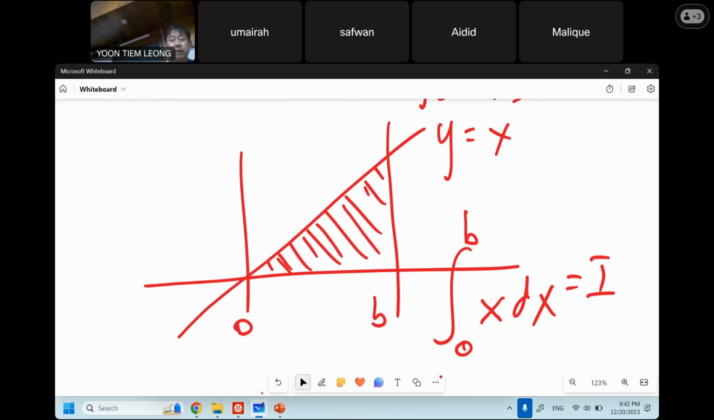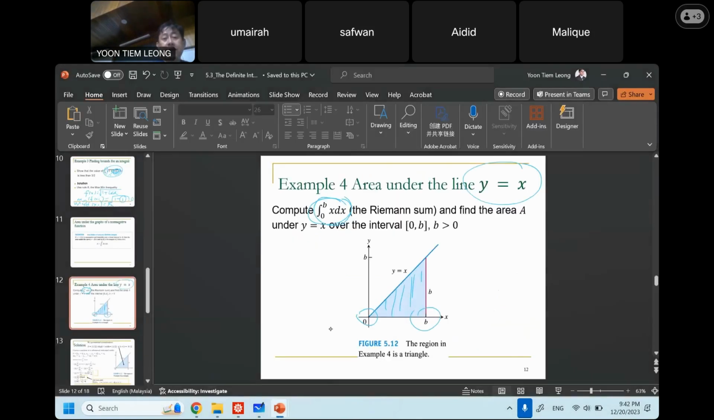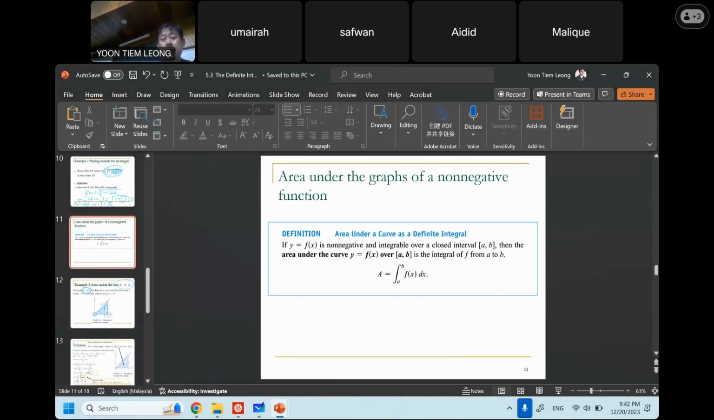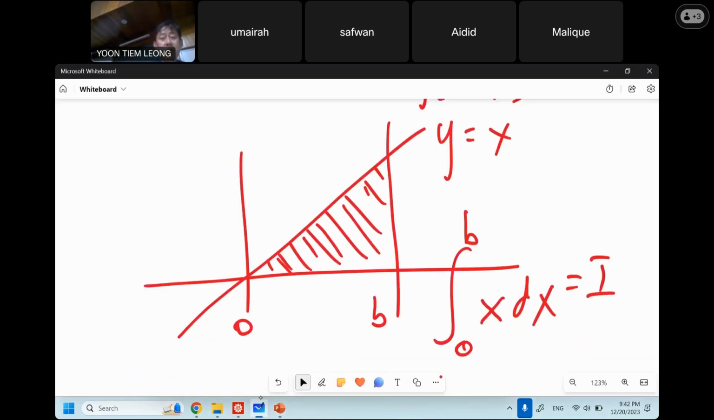But according to the definition introduced here, as long as the function is positive, then the area represented by the function within the interval would be equal to the Riemann sum of the function over the interval. So there are two things here. First is the area A between the curve and the x-axis. Here A is the area of this triangle.